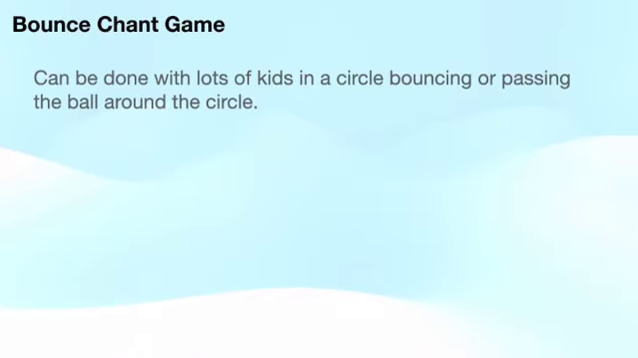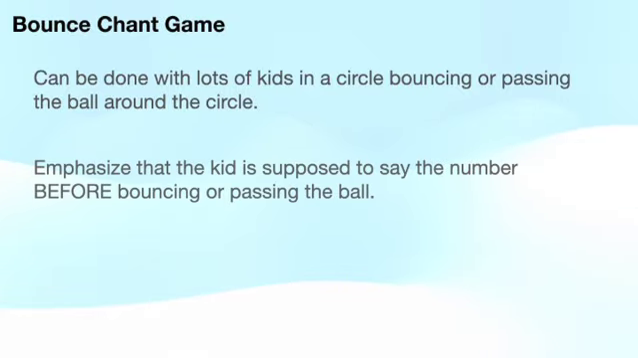The bounce count game can be done with lots of kids in one big circle. In some of my smaller classes I would do this. We'd go out on the parking lot where nobody parked, stand in a circle, and we would bounce the ball to each person in sequence around the outside of the circle. And I would emphasize that the kids had to say the number while the ball was in their hand. They couldn't just go and then bounce while they're saying it, because then the ball gets a little out of control. But it's like 2, boom, 4, boom, 6, so on and so forth.